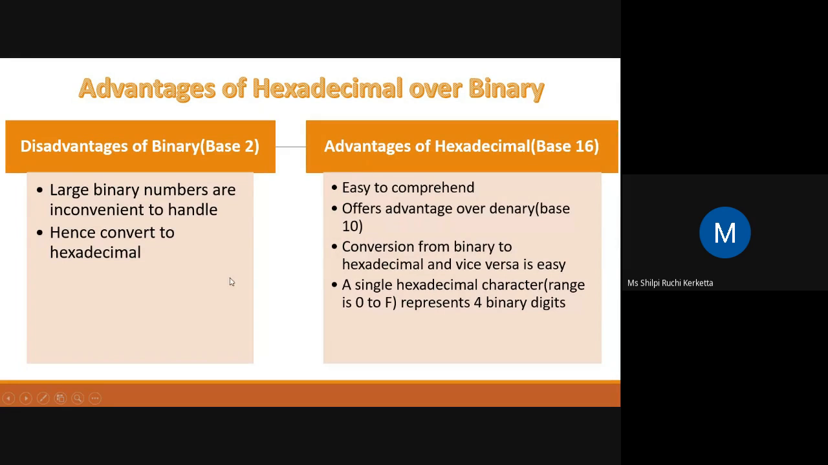So, what are the advantages of hexadecimal? It is easy to comprehend, or easy to use. It offers advantages over decimal numbers, like this is also a type of machine-like coding. So that's why it has an advantage over this. Denary means decimal, or base 10 numbers. Third point is conversion of binary to hexadecimal and vice versa is very easy.